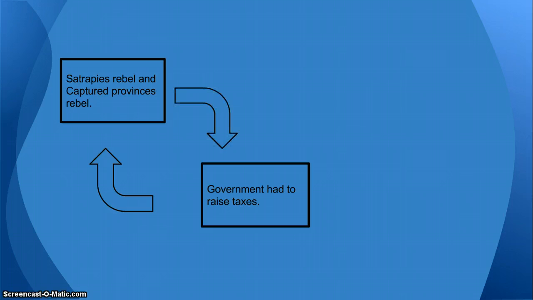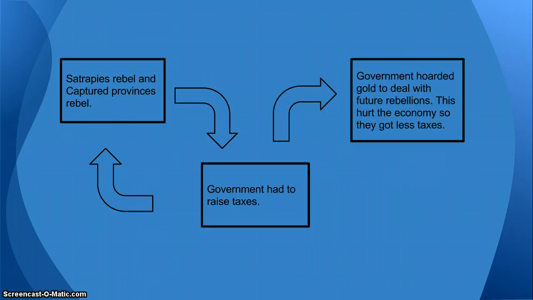Also, even when they weren't having rebellions, they hoarded gold and silver to deal with future insurrections, which took even more money out of the economy, resulting in a lack of gold and silver to be used by peasants for business. In doing this, the government wasn't getting enough taxes, so they had to raise the price again. This cycle continued until Alexander the Great conquered the Persian Empire. Had there not been internal chaos, Alexander may not have been able to conquer it.